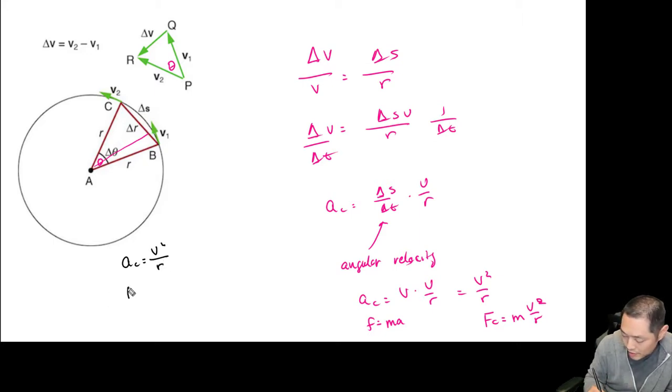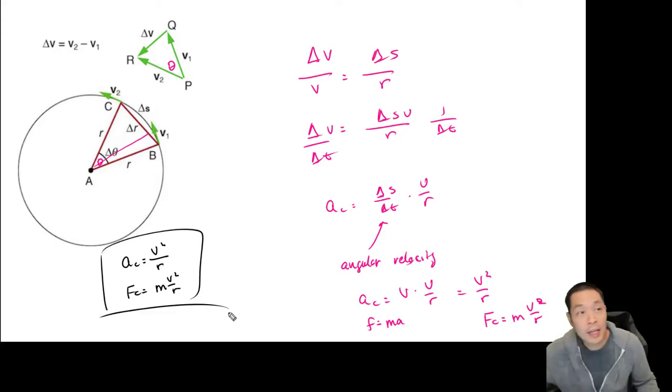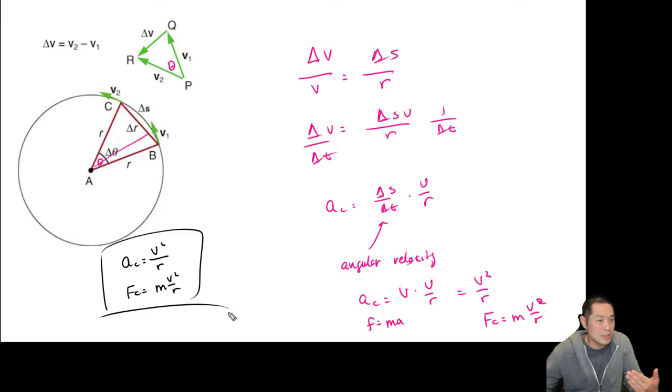And then you have F_C equals mv squared over r. So those are two equations. You don't have to know how we get there. I always try to show you. Some of the math out there on the internet is much easier.